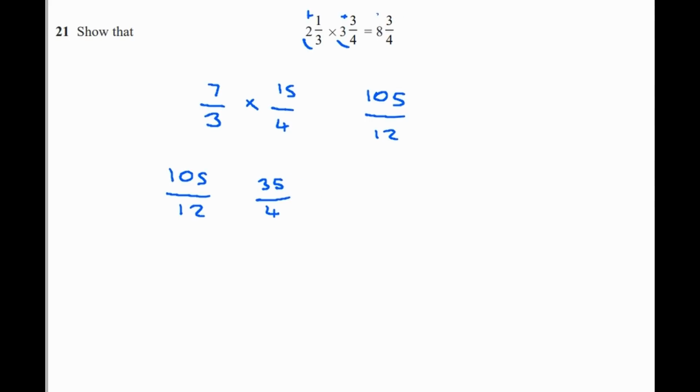Now, that's not quite the answer here. There are a couple of things we could do here. We could convert the answer to the original question into an improper fraction. If we do that, we get 8 times 4 is 32, plus 3 is equal to 35/4. That would give us the answer. Or we can convert our own answer back into a mixed number. If we take 35 and we divide it by 4, we find that we get 8 with 3 remaining. 8 fours are 32, 3 remaining, which is 8 3/4. So we've proved it that way.